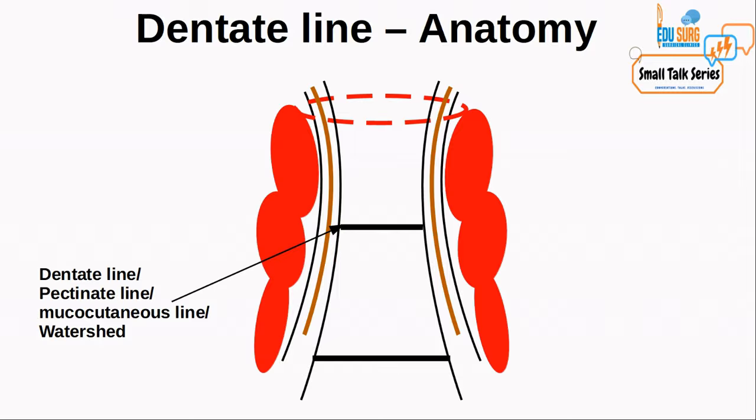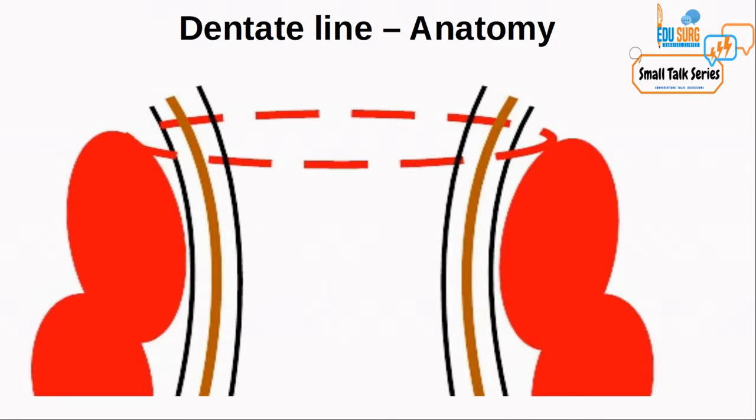So now let us see the dentate line. As we have already seen this part, the dentate line, pectinate line is also known as the mucocutaneous line or the watershed line. This is a very tricky part of anal canal anatomy. So now let us zoom into the dentate line and see how it is formed.